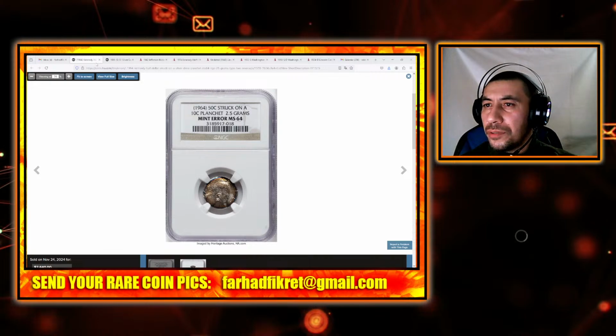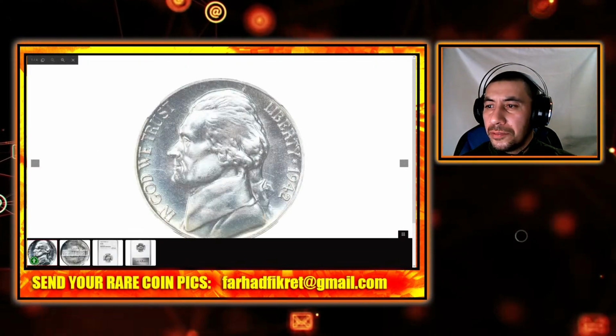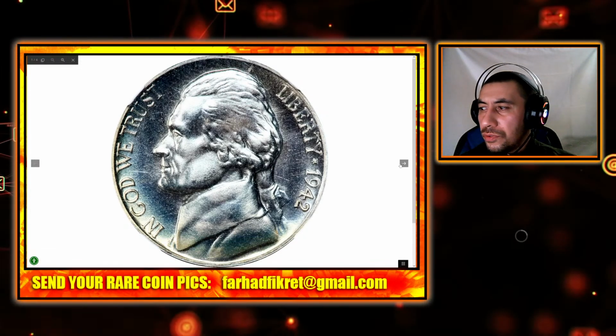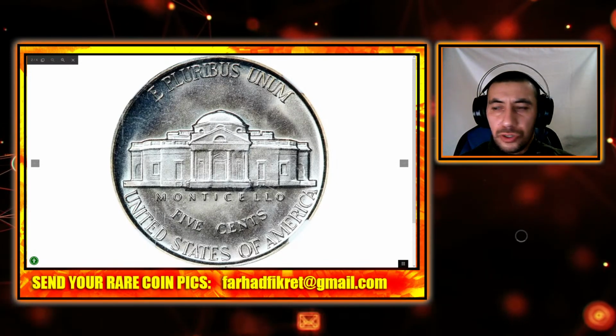Let's move on. Let's close these and move on with this Jefferson Nickel. It is a 1942 Jefferson Nickel from the Philadelphia issue.